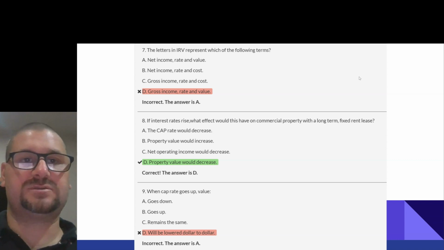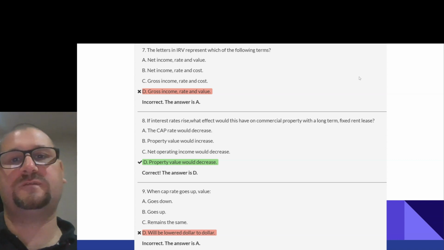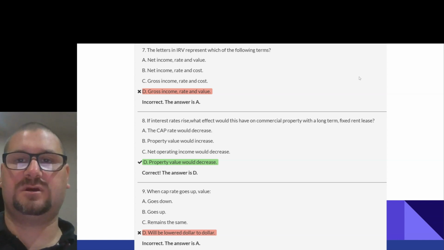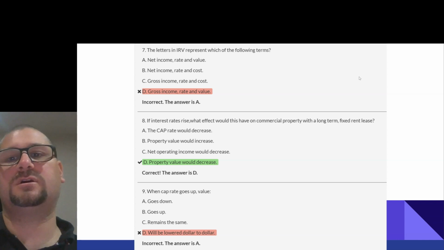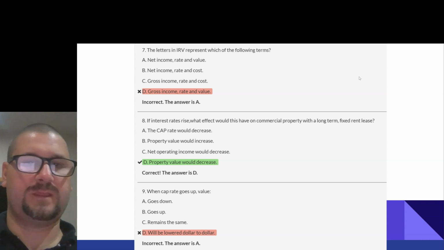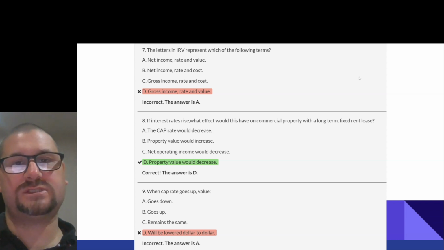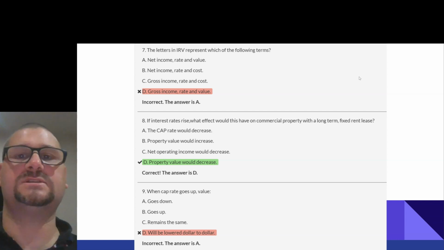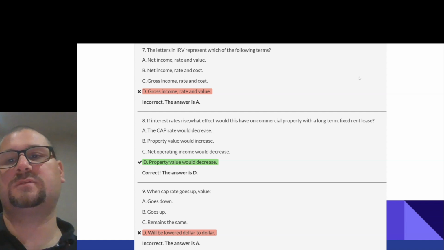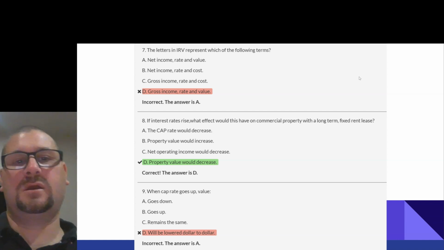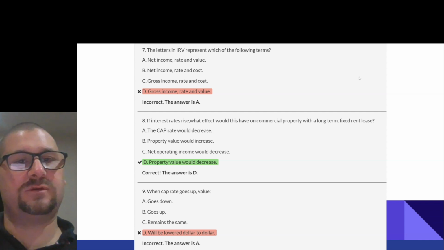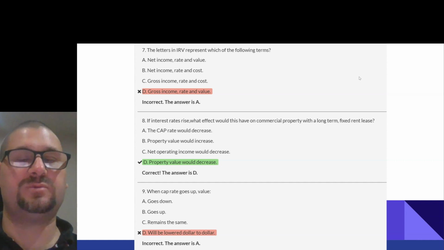Number 8, if interest rates rise, what effect would this have on commercial property with a long-term fixed rent lease? So this would be delta. Property value would decrease. So property values would decrease.